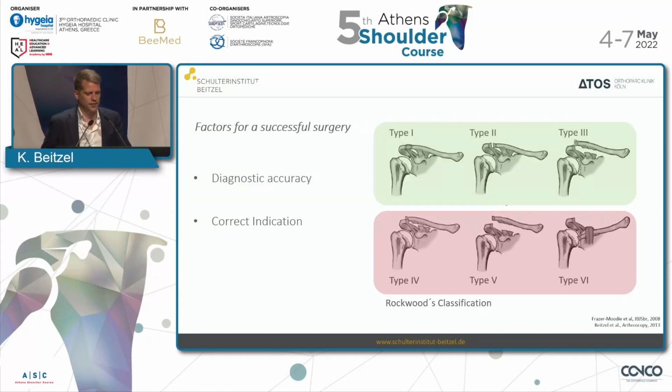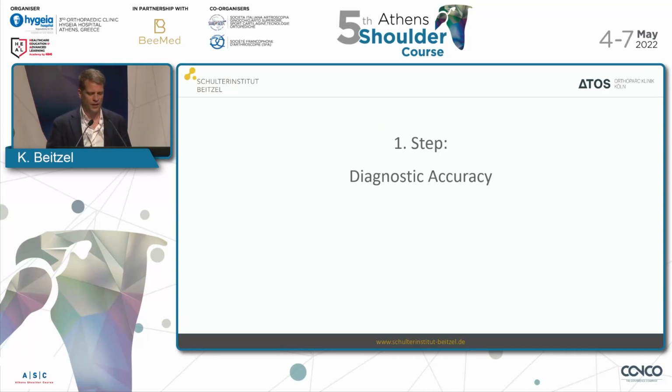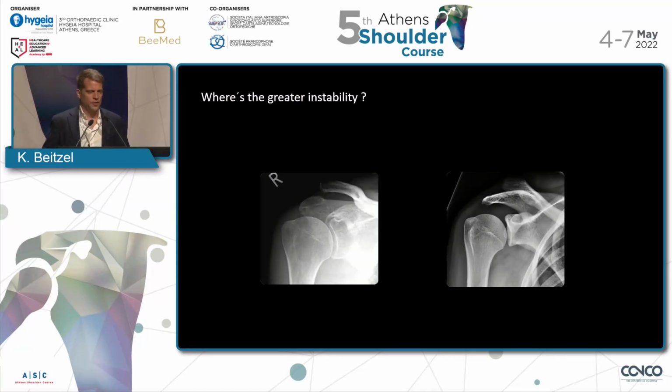Factors for successful surgeries, to somehow orient in between all these Rockwood types. I think the two topics I want to talk about are our diagnostic accuracy and the finding of the correct indication. First step: where is the vertical instability?